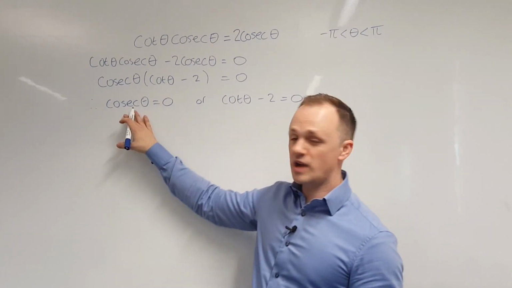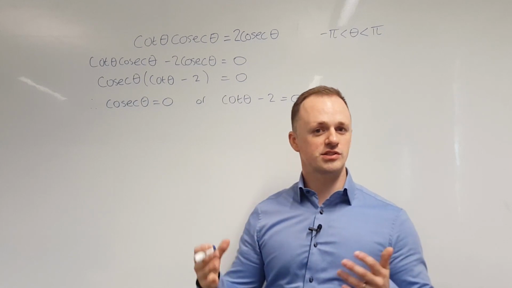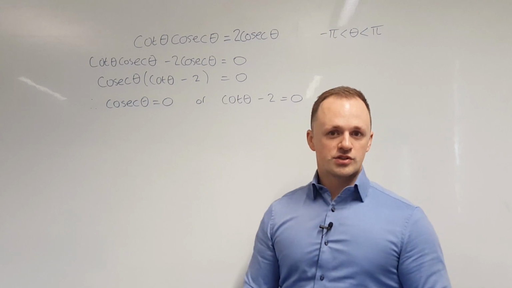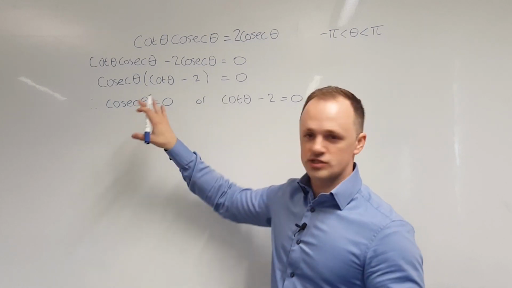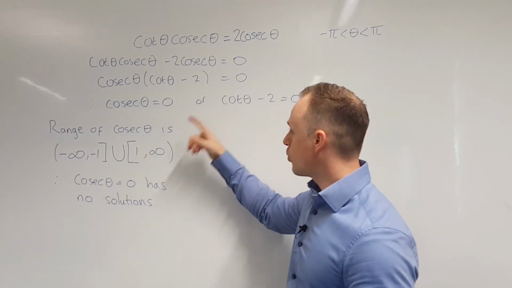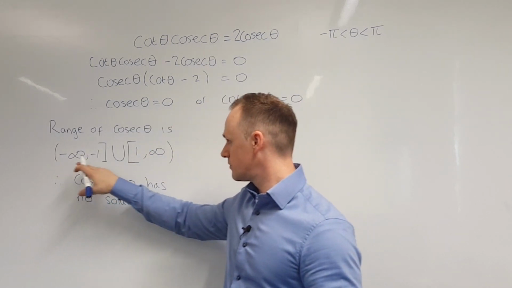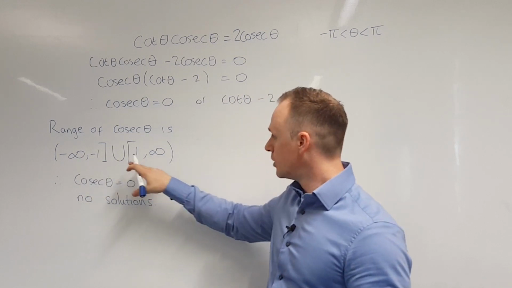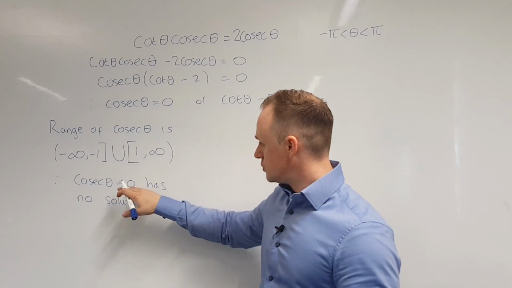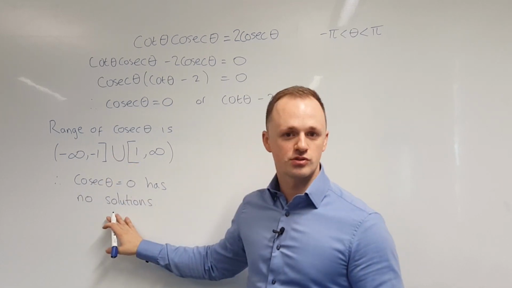Now, if we were to draw the graph of cosec theta, we would see that cosec theta equals 0 has no solutions because it's outside the range of the graph. So we're just going to state that 0 is outside the range of cosec theta, so it has no solutions. What I've written here is the range of cosec theta goes from negative infinity up to negative 1, or from 1 to positive infinity. And because 0 is not in that range, cosec theta equals 0 has no solutions.